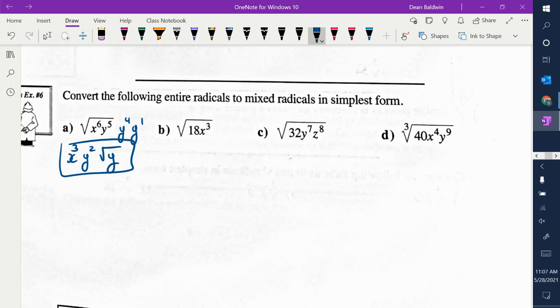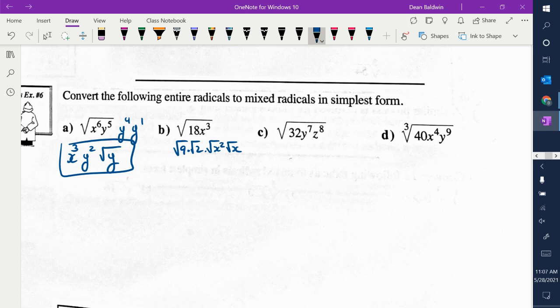Now we got numbers and letters. So the numbers, do the way we've been doing. Square root of 18. What can I rewrite 18 as? 9 and 2, right? I can rewrite it as root 9, root 2. x cubed. 3 is not divisible by 2, but what is? 2. So I can rewrite the x as x squared times x. Correct. Is everybody with me?